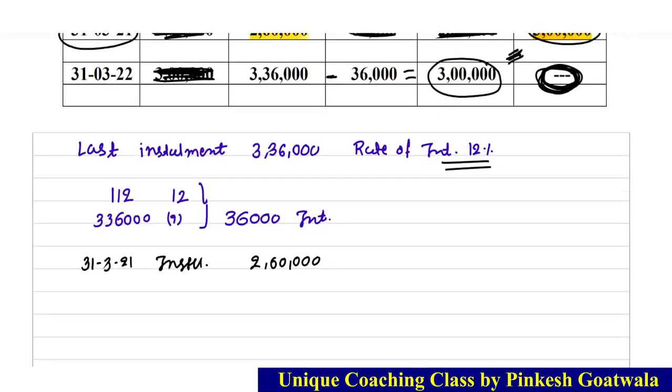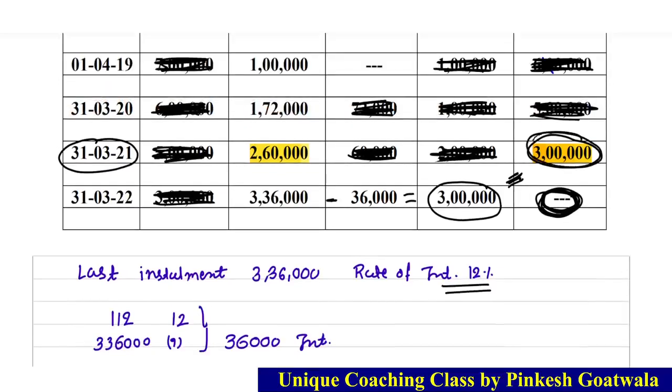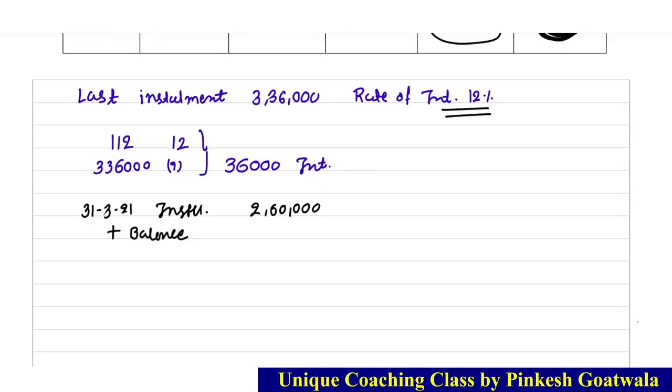What we have to do? Okay, what do we add to the installment? We add the balance. What we have to add? Balance. How much balance here? 3 lakh balance has come. Add balance 3 lakh. So what will be the amount that comes? 560. Now put this step.